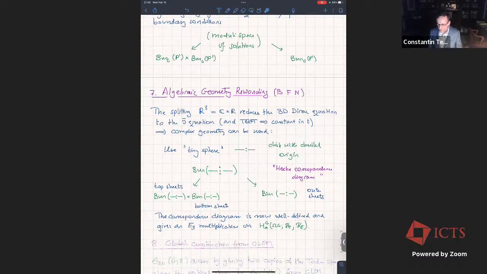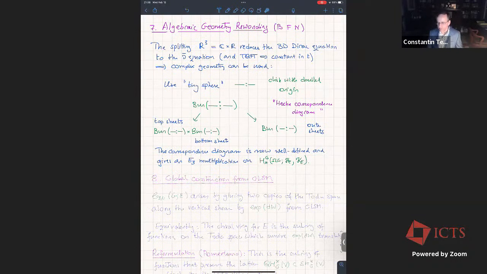And you have a restriction to a product of copies of the G-bundles on the small spheres. This is the top sheet and the bottom sheet, and also restriction to the, if you like, outer sheet. That's a slightly bigger sphere in a pair of pants on this side. And that gives a correspondence diagram. And in this correspondence diagram, you can actually define the wrong way map, and then the right way map. And you get an E3 multiplication on these spaces. The way these tiny spheres move on the plane imitates E3, so you do get the correct multiplication.